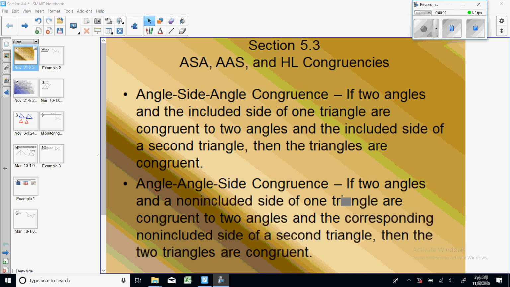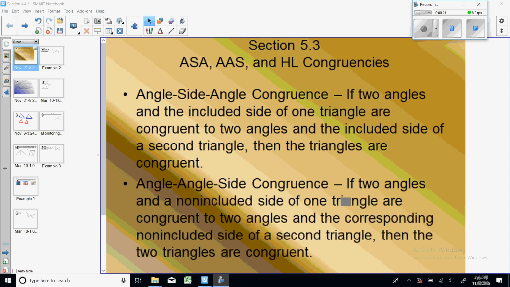Okay, today we're going to take a look at the remaining three ways that triangles are congruent. The first two are ASA and AAS congruence. ASA congruence is angle side angle. If two angles and the included side of one triangle are congruent to two angles and the included side of the second triangle, then your triangles are congruent.